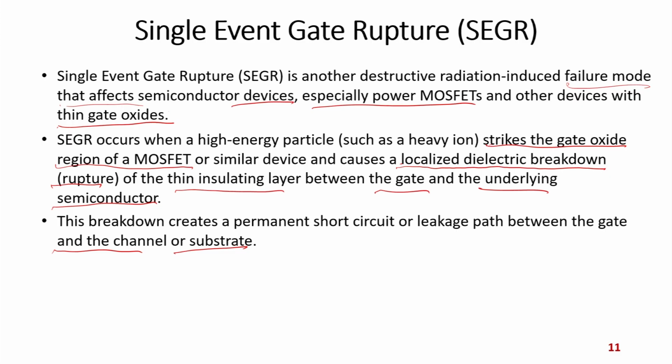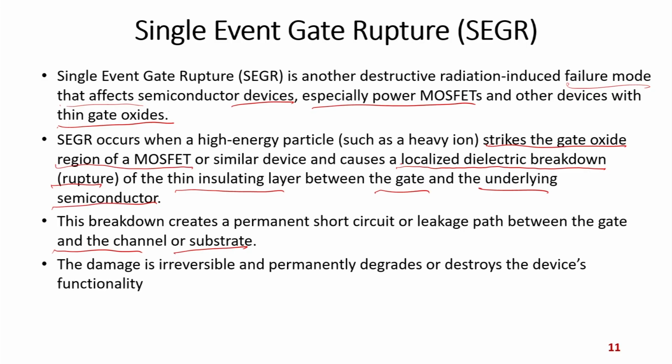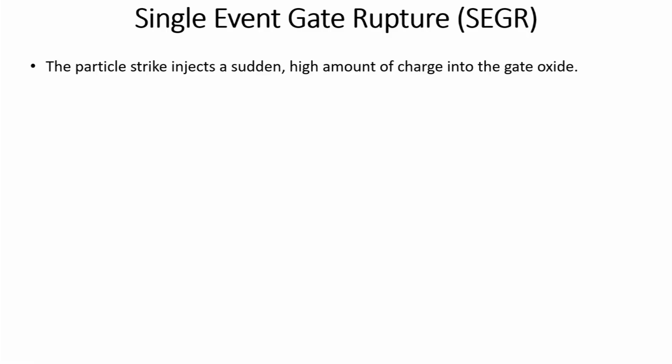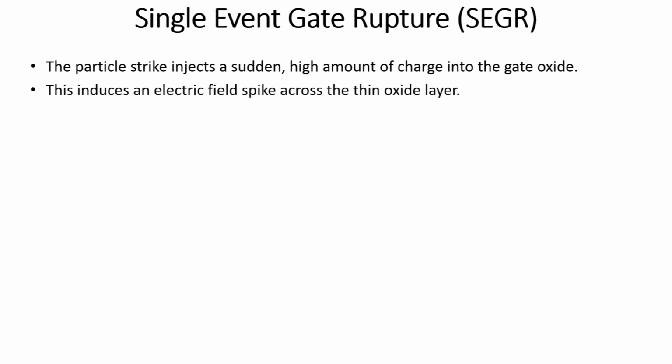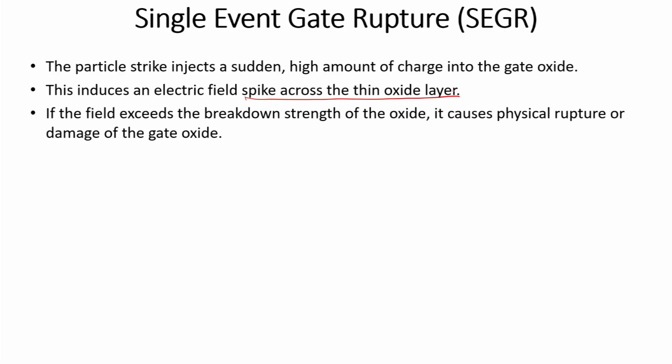This channel is just below the metal oxide layer, and the current is controlled by the gate voltage. So, that gets ruptured. As a result of this, you get irreversible damage. Okay. And this particular strike injects a sudden and high amount of charge into the gate oxide, and this induces an electric field spike across the thin oxide layer, and if the field exceeds the breakdown strength of the oxide, it causes a physical rupture or damage of the gate oxide.